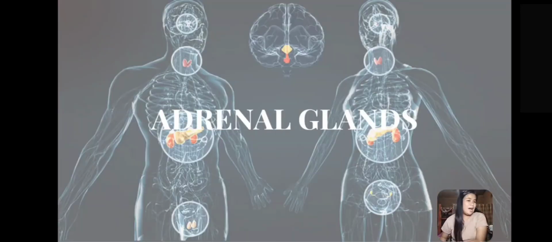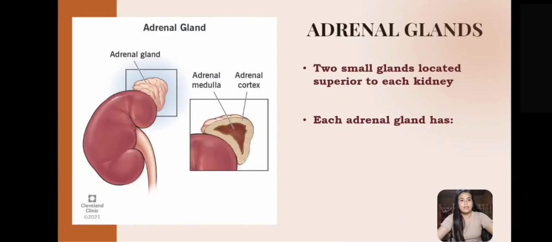And the next, we have adrenal glands. Unsa man ning adrenal gland? So, our adrenal gland is, it is two small glands located superior to each kidney. So, naa ra atong adrenal gland. Naa siya sa babaw sa each atong kidney. So, naa man tayo duha ka kidney, naa pud tayo duha ka adrenal gland.